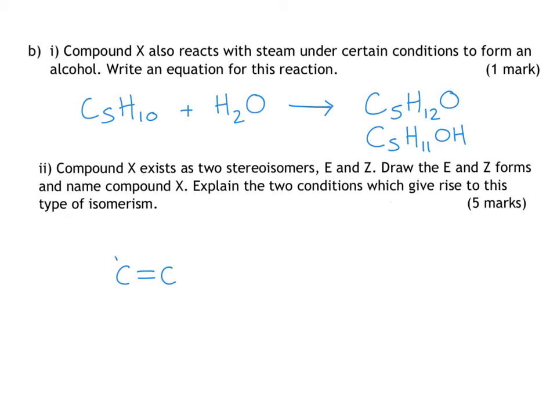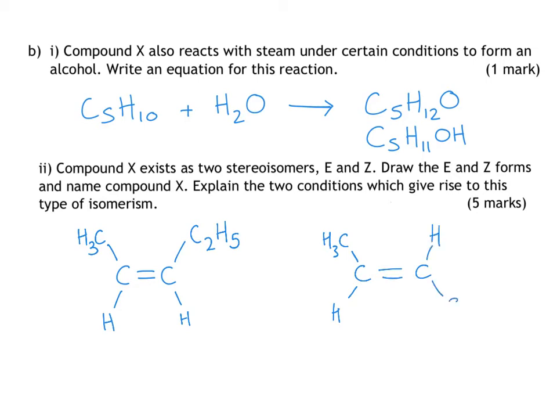That would mean that there's 1 carbon, a methyl group, and then I'm just going to simplify the rest of it as C2H5. So you can see I've got 5 carbons in total, and then the other atoms would be hydrogen, and then the other isomer would be with both the hydrogens on opposite sides and the methyl and ethyl groups also on opposite sides. So draw the E and Z forms.